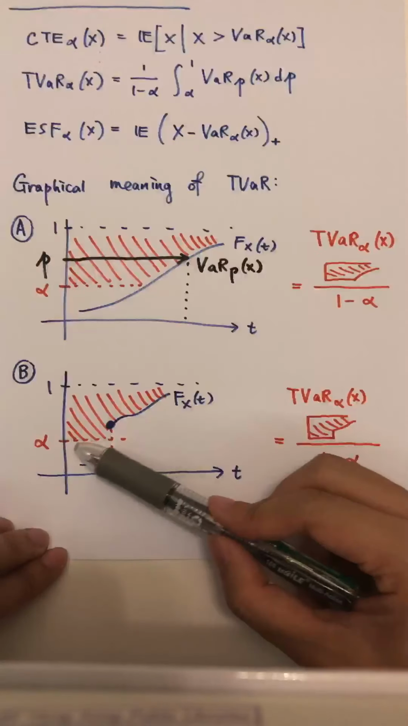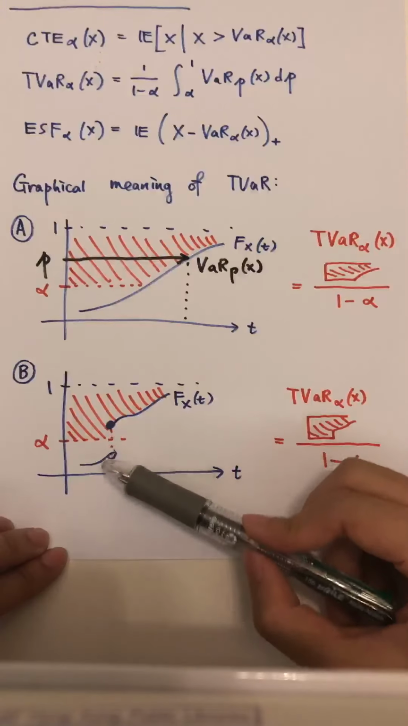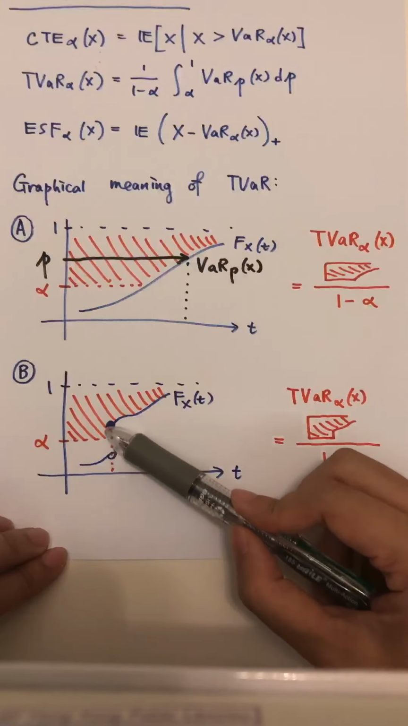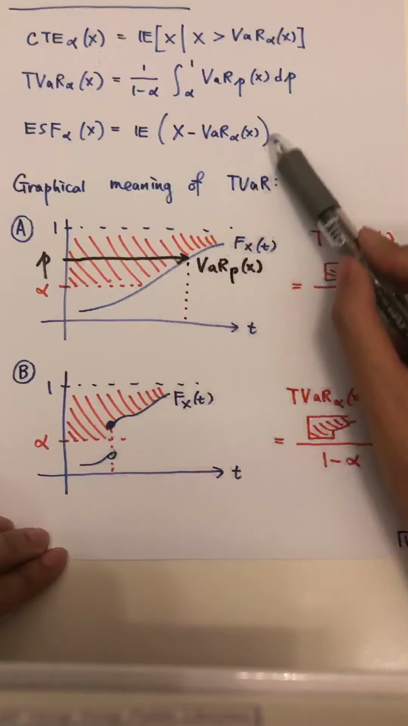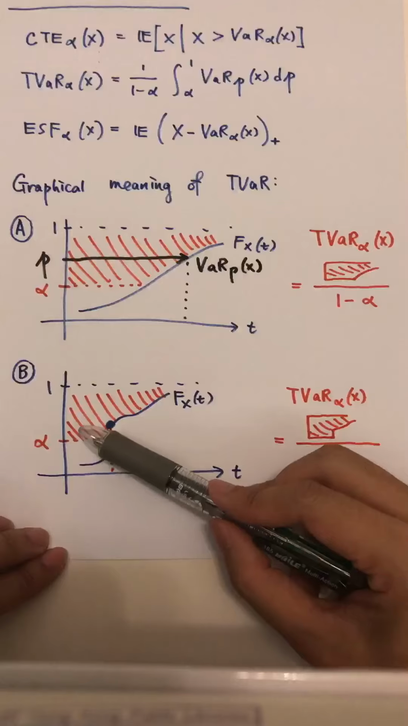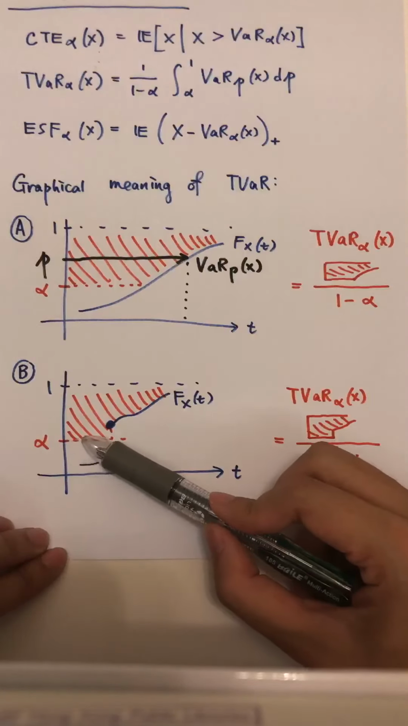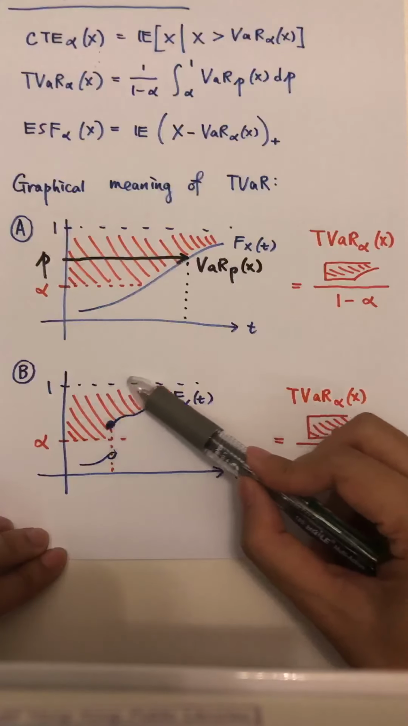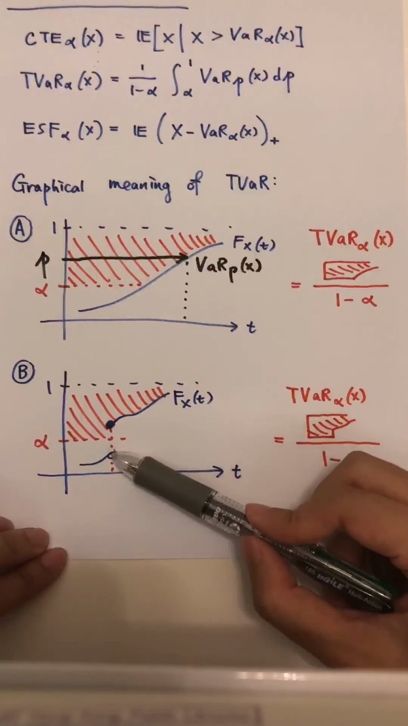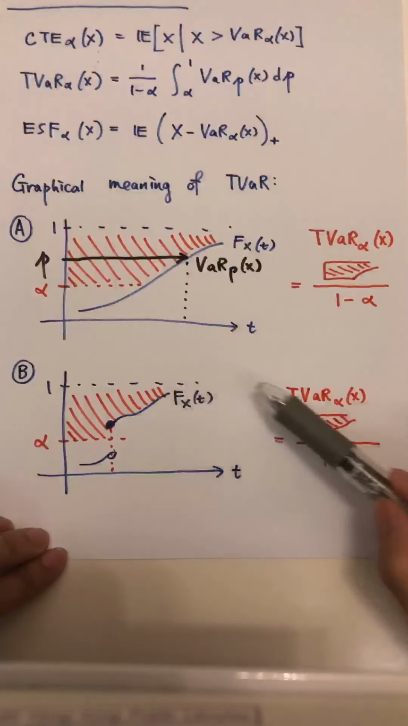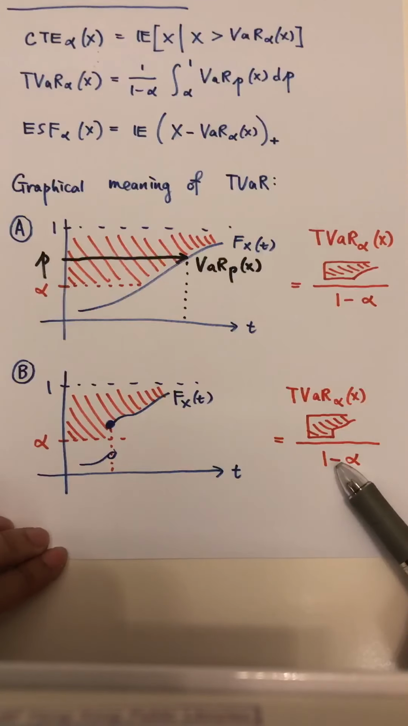Case B is similar. This time when we draw this horizontal line at level alpha, we encounter a jump, so there's no intersection. But we know that this point is the value at risk. Anyway, the integral is still given by the area of the shaded region. The region is the same as before. It is bounded below by level alpha, bounded above by level 1, and on the left hand side bounded by the CDF curve. So we look at this region, find the area, divided by 1 minus alpha. That will be the T bar.